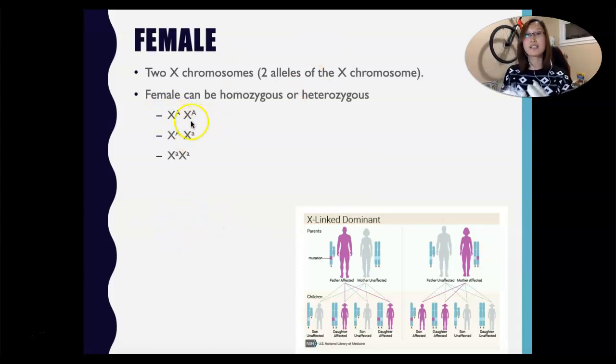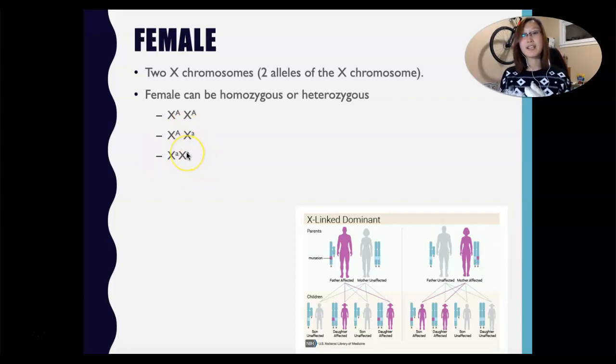This is homozygous dominant. So if you see a dominant trait, and it tells you that it's homozygous, you will know the genotype will be X^A X^A. And then we have the carrier situation. This is kind of like heterozygous, where you have X^A X^a. This individual will still show the dominant trait, but it carries a recessive allele on top of it.